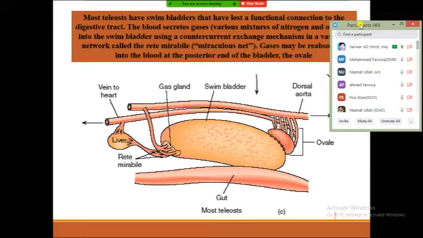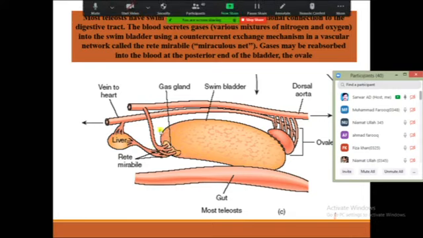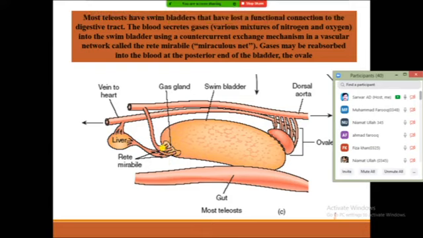The blood secretes gases, a mixture of nitrogen and other types of gases produced by metabolic reactions, into the swim bladder using a countercurrent exchange mechanism in a vascular network called the rete mirabile. Here, this is the miraculous net. Gases may be reabsorbed into the blood at the posterior end of the bladder, that is the oval. Here I have told you about the function of the oval and rete mirabile. This is written, and this is just repetition.